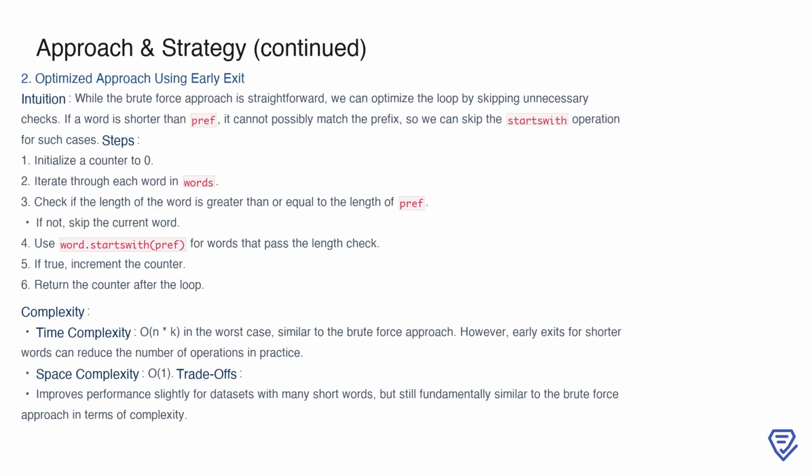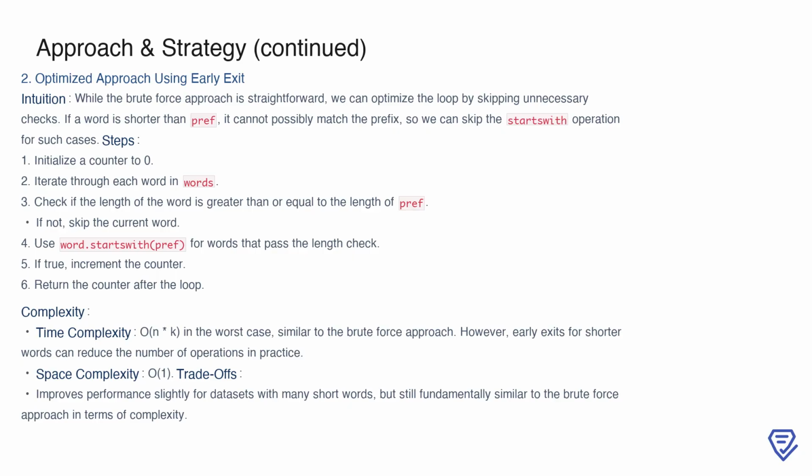Now, we move on to an optimized approach that improves on the brute force method by introducing an early exit condition. The key intuition here is that if a word is shorter than the prefix, it cannot possibly match, so we can skip the startswith check altogether for such words. The steps are as follows: initialize a counter to 0, then iterate through the words. For each word, first check if its length is greater than or equal to the prefix length. If not, skip the word entirely. Otherwise, proceed with the startswith(pref) check. If the word matches the prefix, increment the counter.